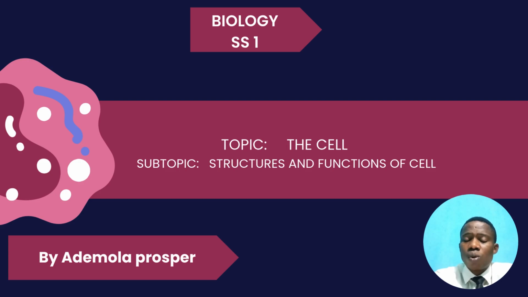We also went further to look at the two types of cell, which are the prokaryotic cell and the eukaryotic cell. And we said the prokaryotic cell lacks a definite nucleus. Eukaryotic cell contains a nucleus. We also looked at some components of the cell, which are the ribosome, the mitochondria, the Golgi body, the cytoplasm, etc.